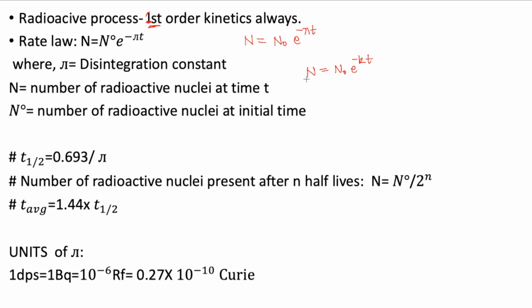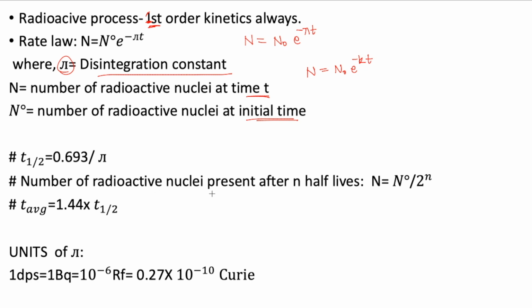Now, what are N and N₀? N is the number of radioactive nuclei at some final time t. N₀ is the number of radioactive nuclei at some initial time. λ is called the disintegration constant, just like the rate constant in chemical kinetics. T half, the half-life, is calculated as 0.693 divided by λ. λ works the same way as k does in chemical kinetics.